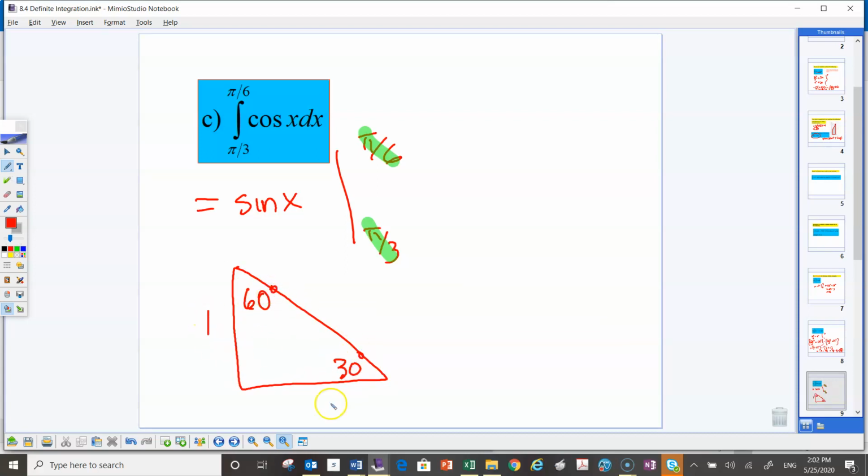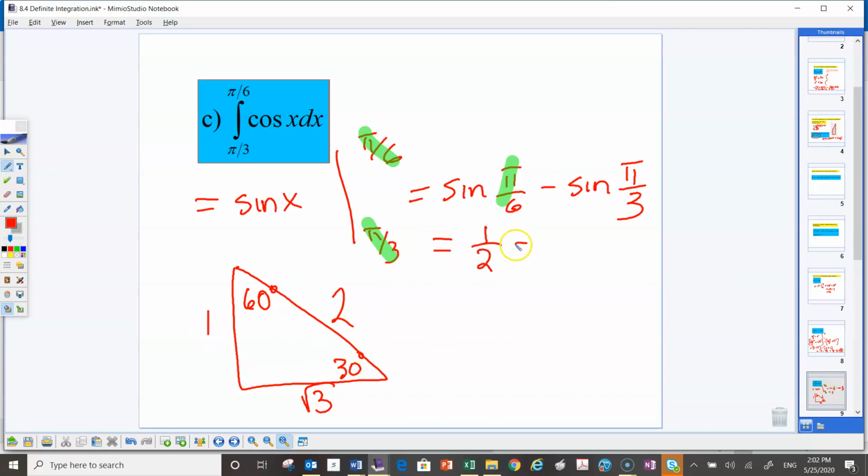If you remember, the sides are always in the ratio 1, √3 and 2. So now this means the sine of pi over 6 minus the sine of pi over 3. Pi over 6 is 30 degrees, so the sine of 30 degrees is opposite over hypotenuse, so it would be 1 over 2. And the sine of pi over 3 is the sine of 60 degrees, so here's 60, it would be opposite over hypotenuse, which would be √3 over 2.